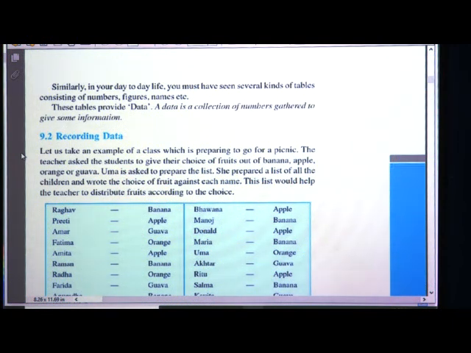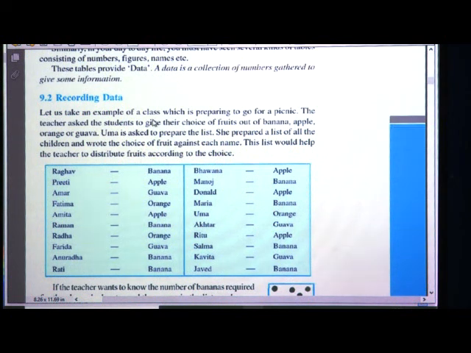Now we will see how to record the data. Let us take an example of a class which is preparing to go for a picnic. Now we have a class and the class is preparing to go for the picnic.